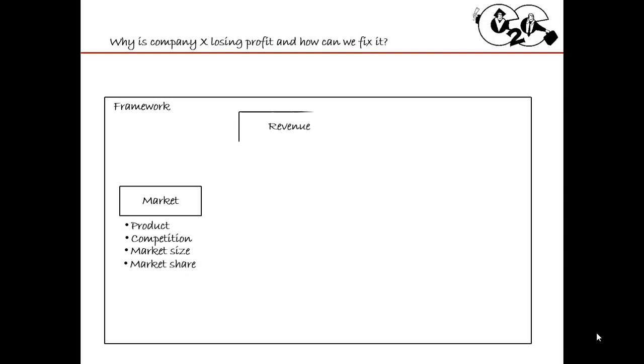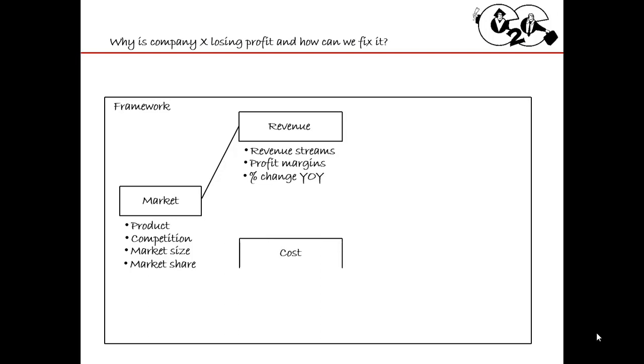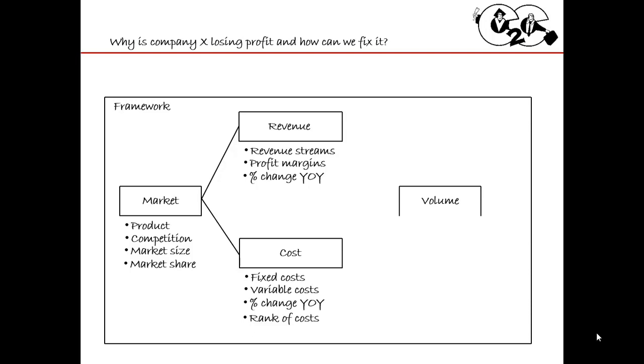Because it's profit, I want to look at the components of a profitability equation, which are revenue. I want to look at revenue streams, profit margins, changing year over year, and cost. Revenue minus cost. Fixed cost, variable cost, change in cost, as well as the rank of cost. Revenue minus cost times volume. That's how the profit equation is computed.